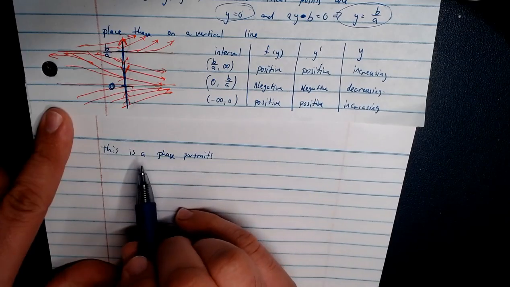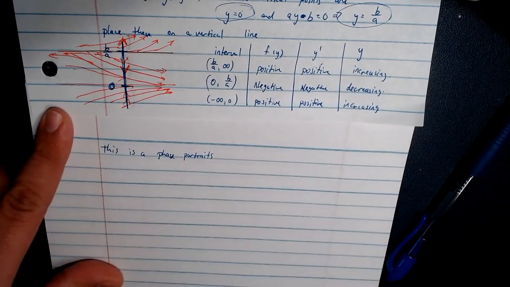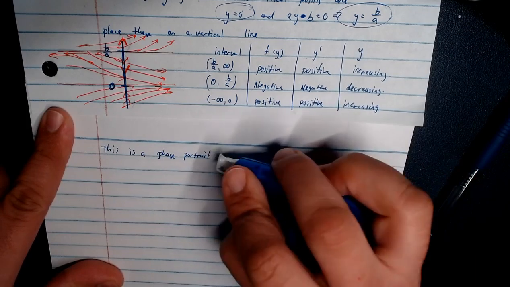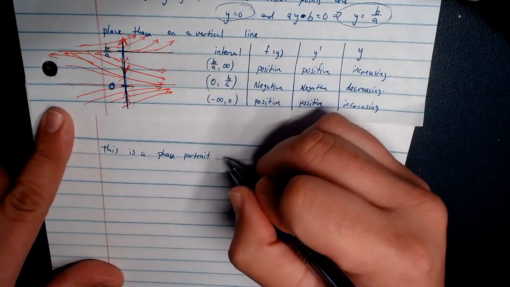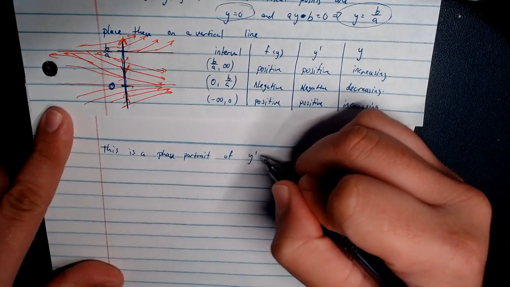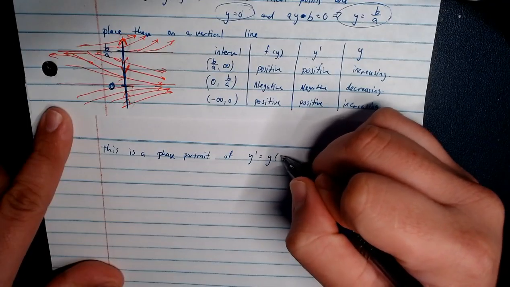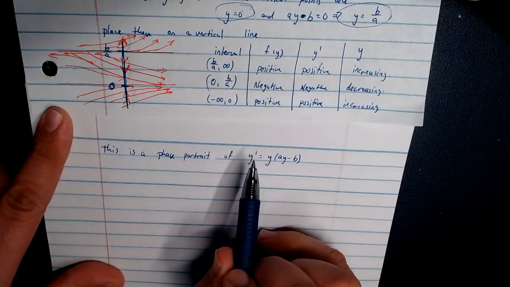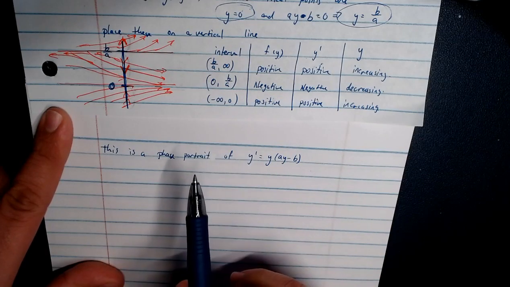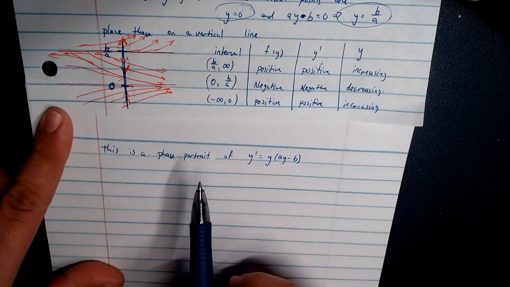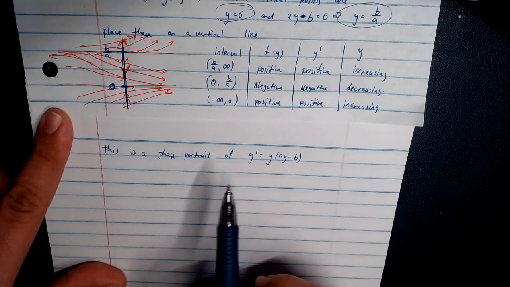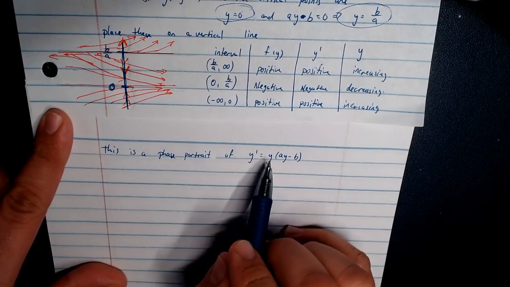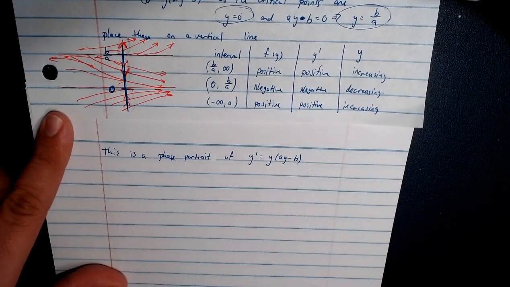So this is a phase portrait of my y prime equals y times (ay minus b). And this is somewhat limited. It would be a lot harder than this to find a phase portrait for some differential equation in general. But here we're starting off with something nice that doesn't take a terrible amount of effort to do.